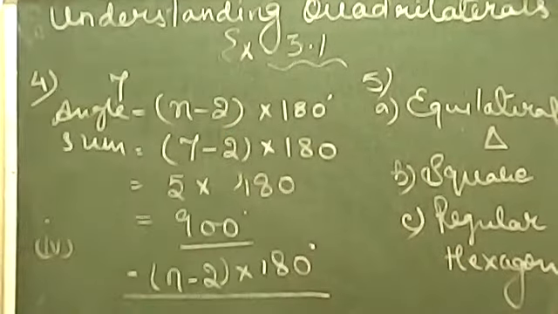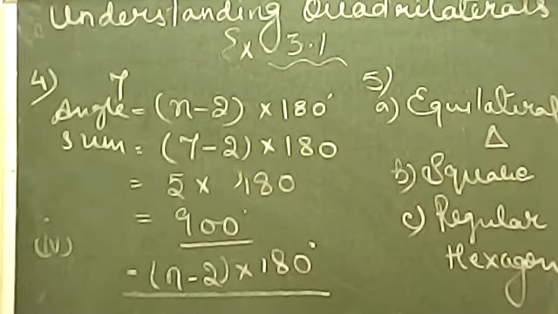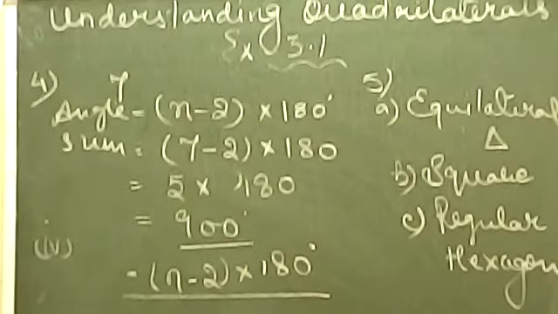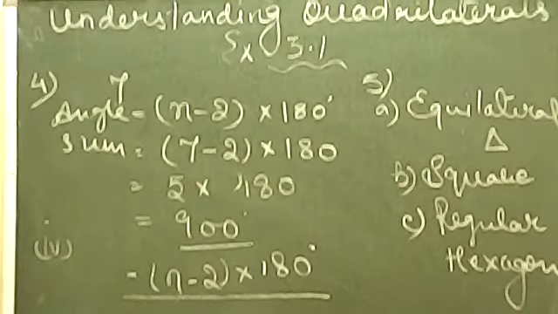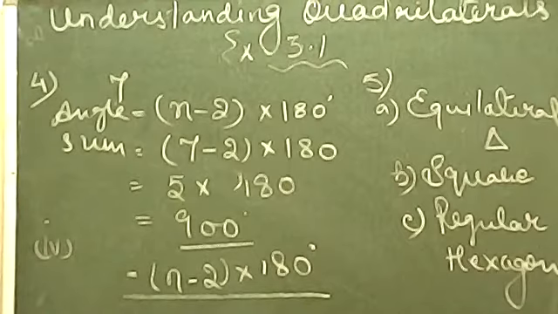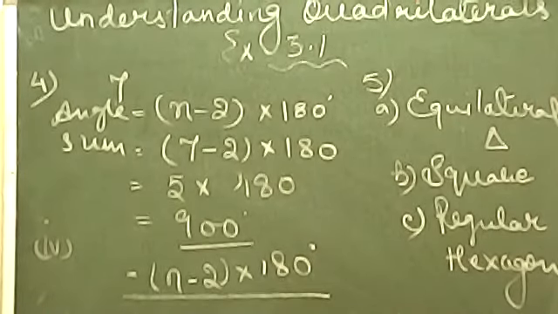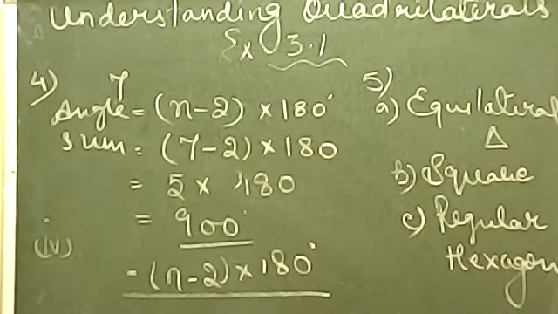Hexa means six, gon means you are talking about a polygon. So remember, a hexagon is a regular polygon where all six sides are of equal length and all six angles are of the same measure. So now this question is also completed.